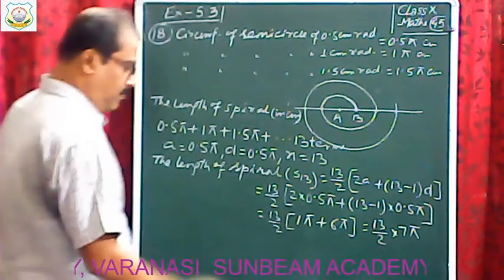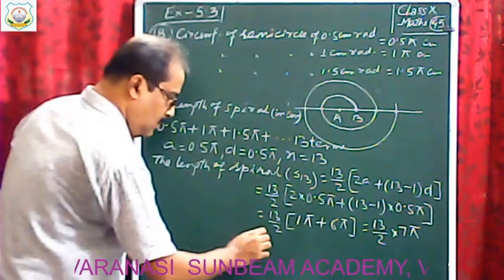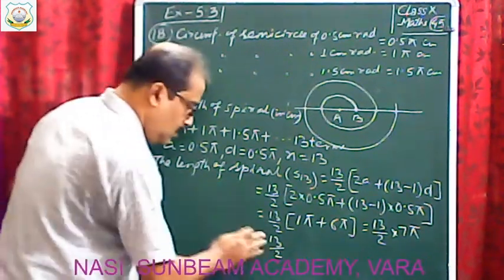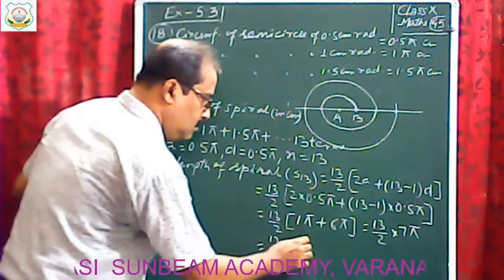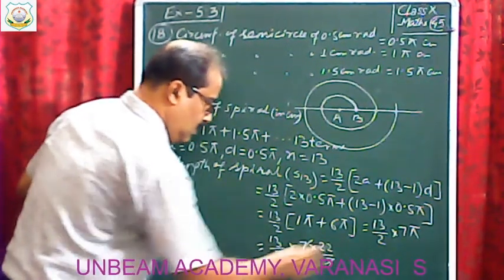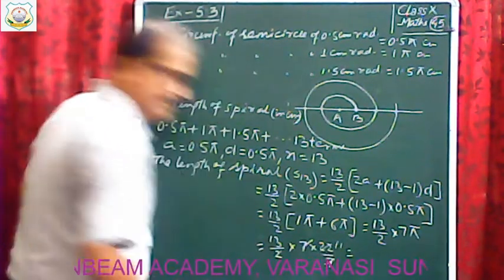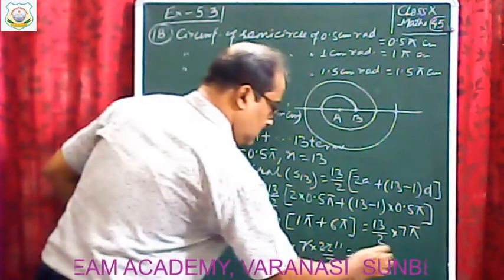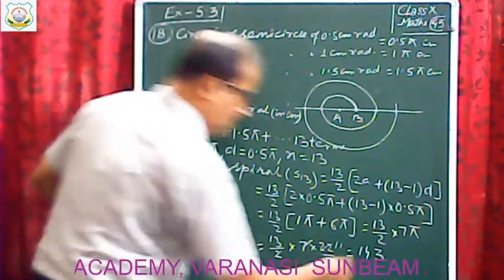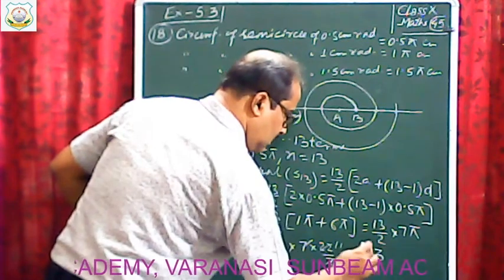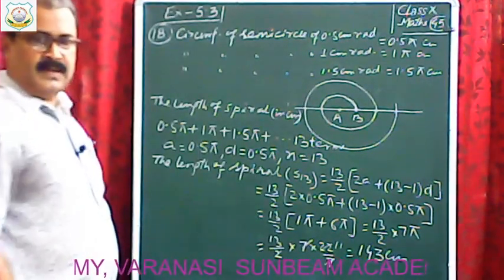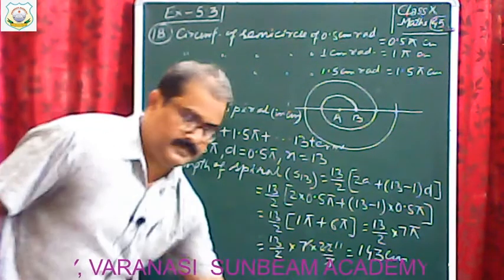Now put the value of pi. Visible? 13 by 2 into 7 into 22 by 7. 7 and 7 cancel, 11. You get 143 centimeter. The length of the spiral is 143 centimeter.